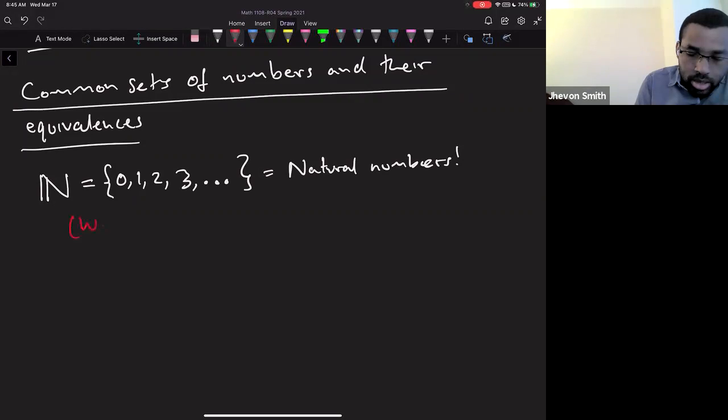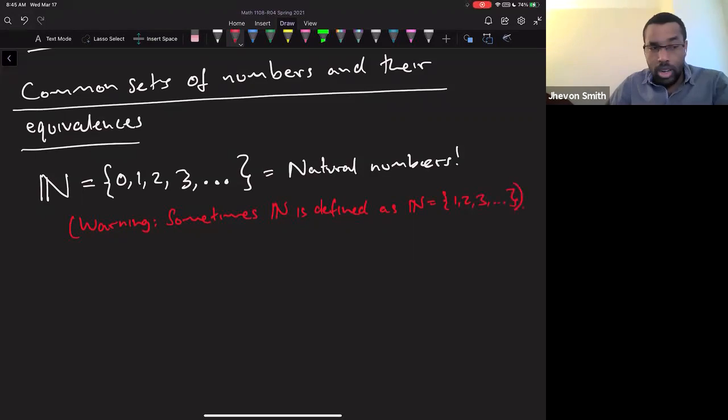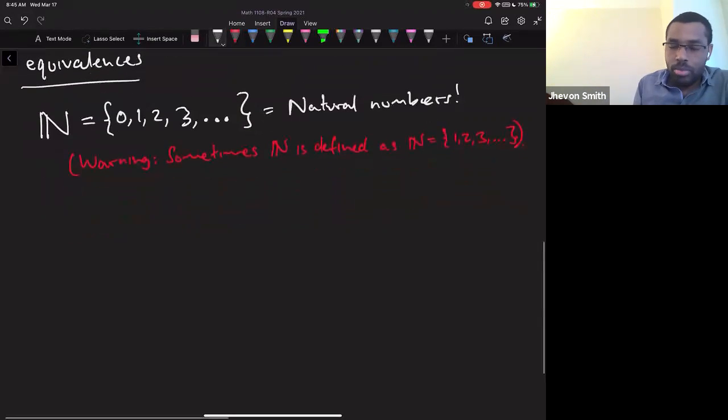I will say a warning here. Sometimes N is defined as not including 0. So you have to be careful depending on the source that you're reading. Usually at some point, whenever someone is talking about these numbers, they're going to define at some point what they mean. Is 0 included or not? Not everyone includes 0. So that's just something that you want to be careful about. Although I don't think it's really going to come up in this class.